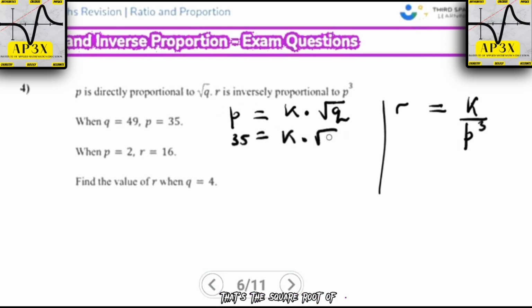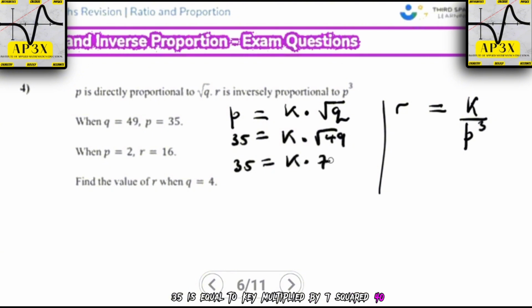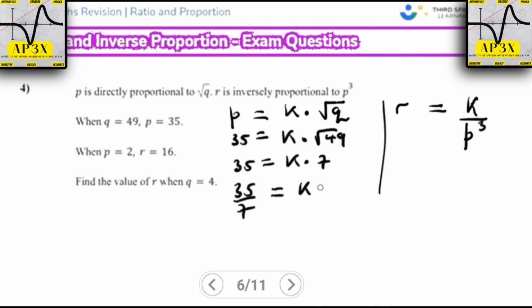So that's the square root of 49. So 35 is equal to K multiplied by 7. Square root of 49 is 7. So if we divide both sides here by 7, then K works out here to be 5. So when Q is 49, P is 35.